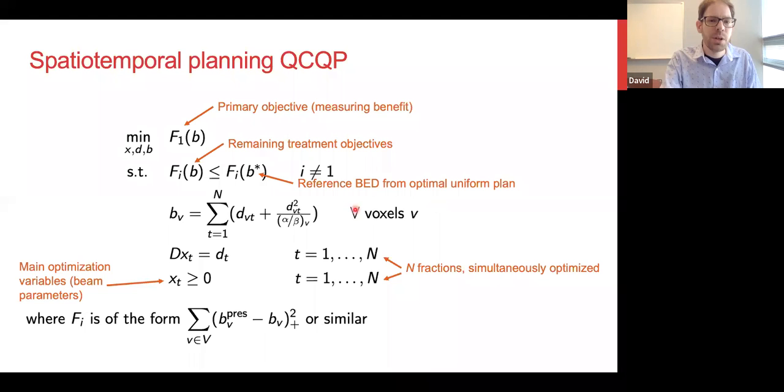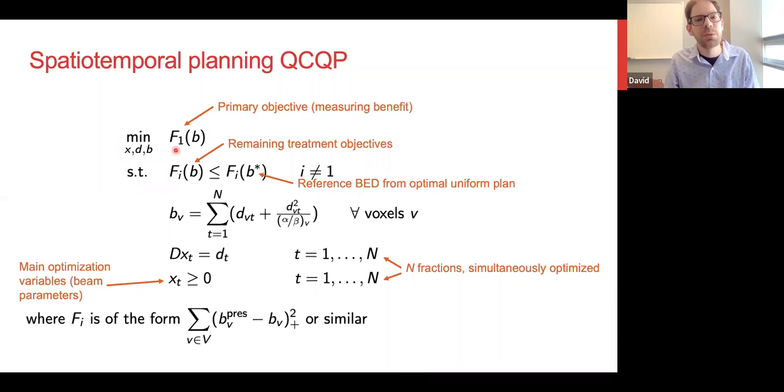What we did in this problem is we set our optimization model up in such a way that for the plan we are trying to compute now, where all the fractions can be different, we call this the spatio-temporally fractionated problem. In this new plan, we do at least as well as the reference plan with respect to every single clinical objective. And then we have a primary objective, which is the one that really measures the benefit. That has to be a scalar ultimately.